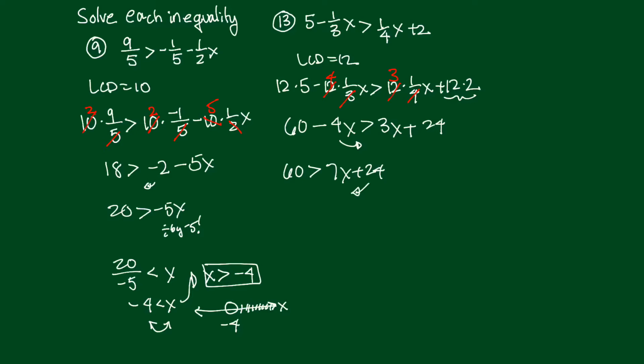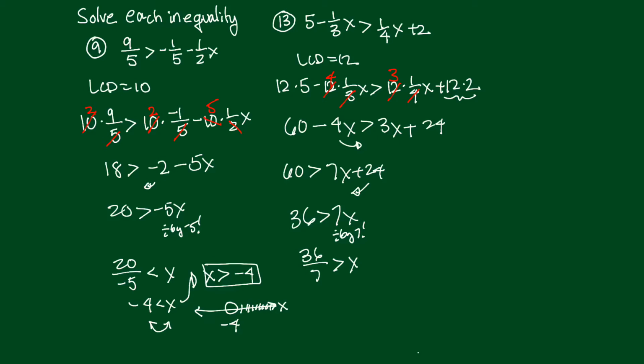Let's subtract that 24. So let's subtract the 24. So 60 minus 24 is a 36 is greater than 7x. Let's divide by 7, alert. So we'll get 36 over 7 is greater than x, right? We don't change the direction of the inequality sign because we divided by a positive.